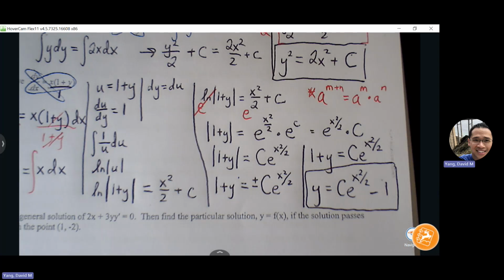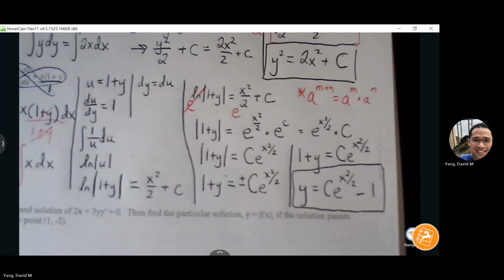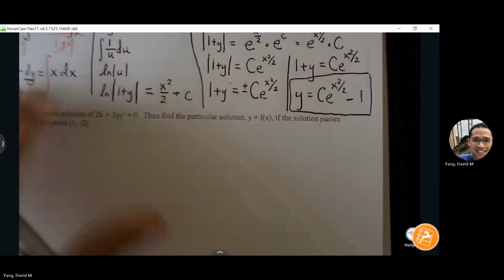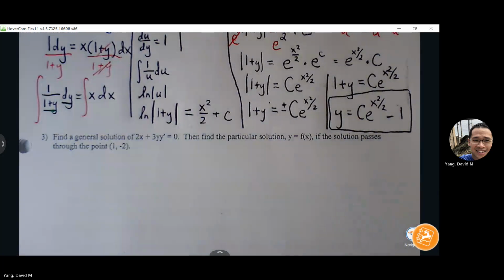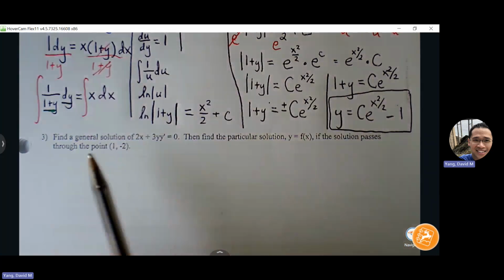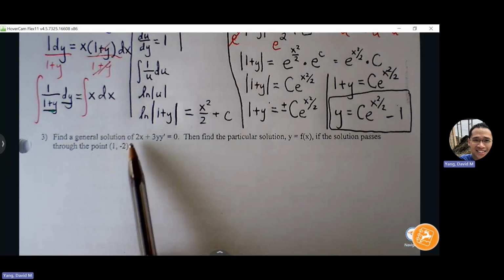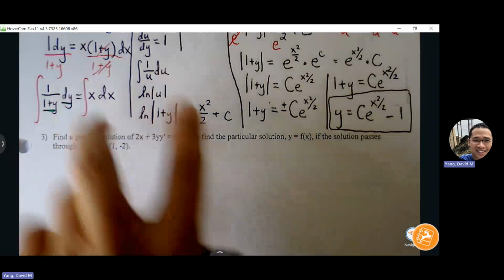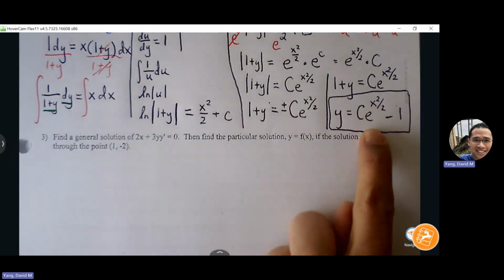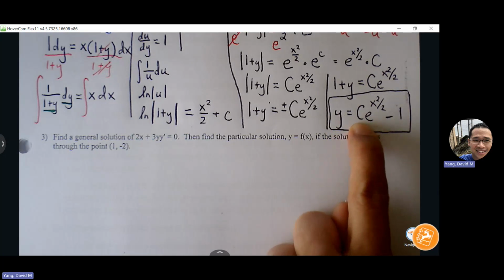Okay, let's look at number 3. Number 3 says, find a general solution for 2x plus 3y y prime equals 0, then find a particular solution if the solution passes through the point (1, -2). So now we're going to go through the full process as before, and then they're giving us an ordered pair, so we can upgrade our general to a specific or a particular solution by involving the ordered pair and solving for C.